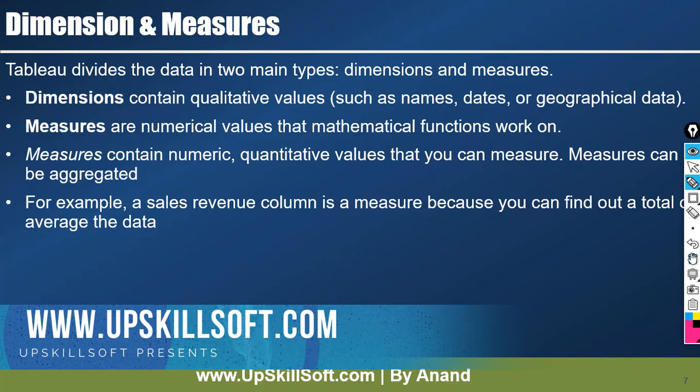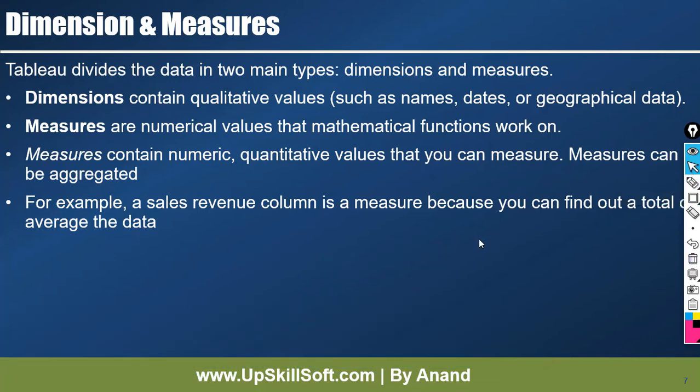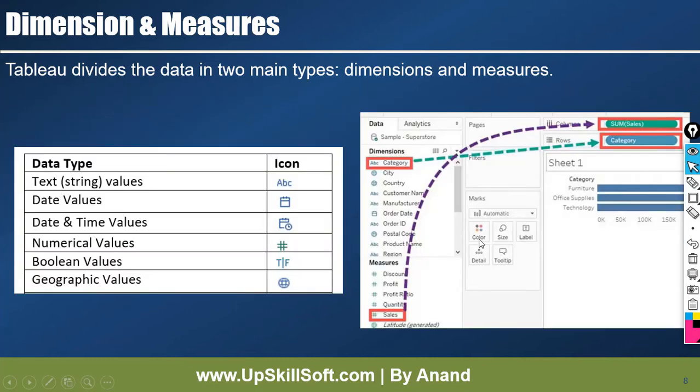What about the data types? Does Tableau understand the different data types that you connected? Yes, Tableau supports different data types. Tableau supports text data type, date and time data type, numerical values, boolean data type, and geographical. How will you understand all these different data types? They are represented with the icons ABC, calendar with clock, hash, true or false, and geographical. So those are the different data types.